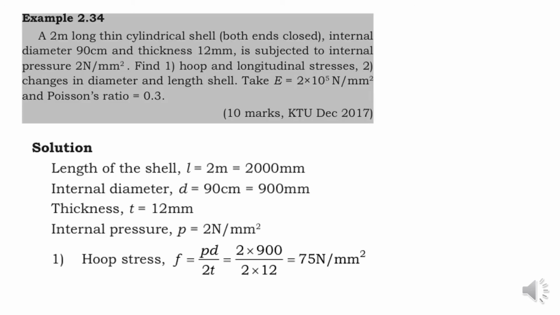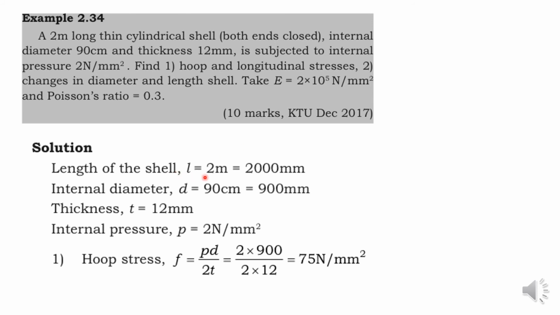Now another question. A 2 meter long thin cylindrical shell, both ends closed, internal diameter 90 centimeter and thickness 12 mm, is subjected to an internal pressure of 2 Newton per mm square. Find the hoop and longitudinal stress and also the change in diameter and length of the shell. Take E as 2 into 10 raised to 5 Newton per mm square and Poisson's ratio 0.3. So it is a KTU question paper based question.